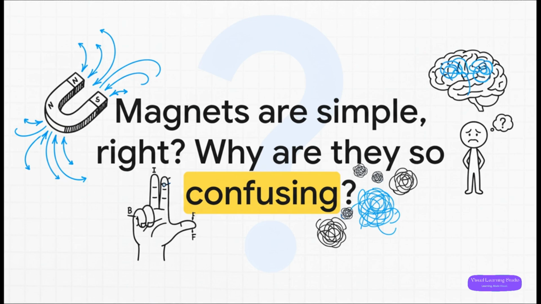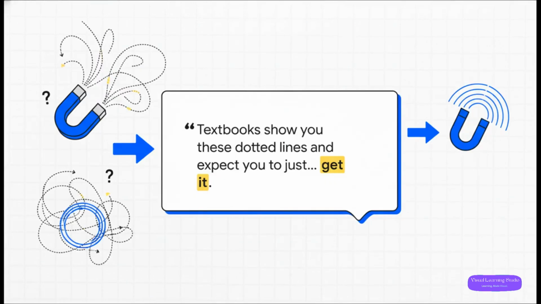It's one of the most common stumbling blocks. And a huge part of the problem is this. You open a textbook and you see these diagrams with all these dotted lines looping all over the place. You're just supposed to look at it and get it. But what even are those lines? Why do they go where they go?